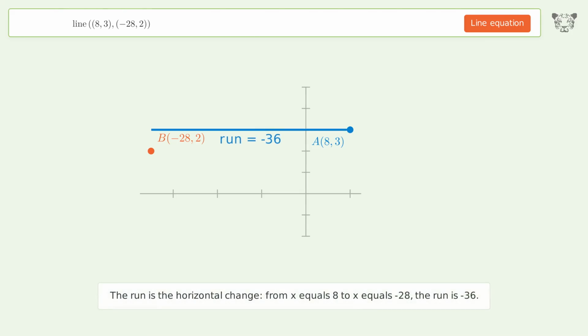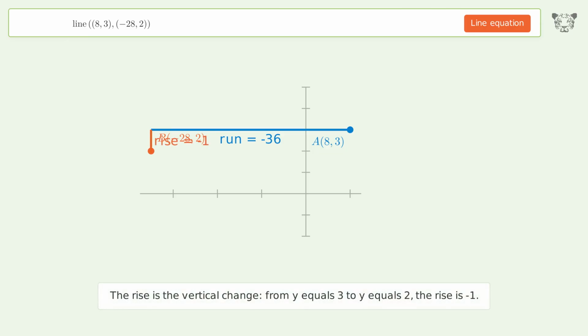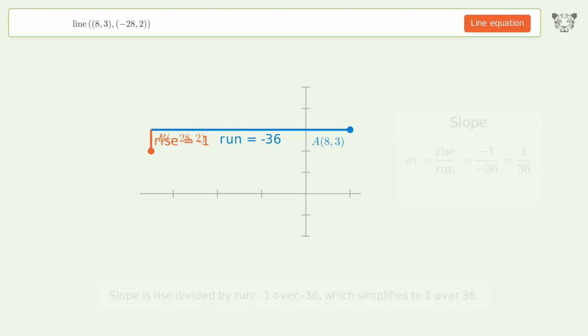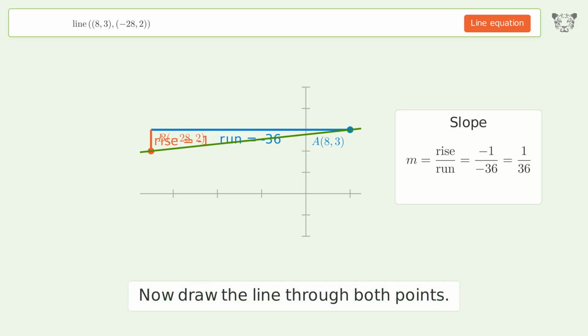The run is the horizontal change, from x equals 8 to x equals -28, the run is -36. The rise is the vertical change, from y equals 3 to y equals 2, the rise is -1. Slope is rise divided by run, -1 over -36, which simplifies to 1 over 36. Now draw the line through both points.